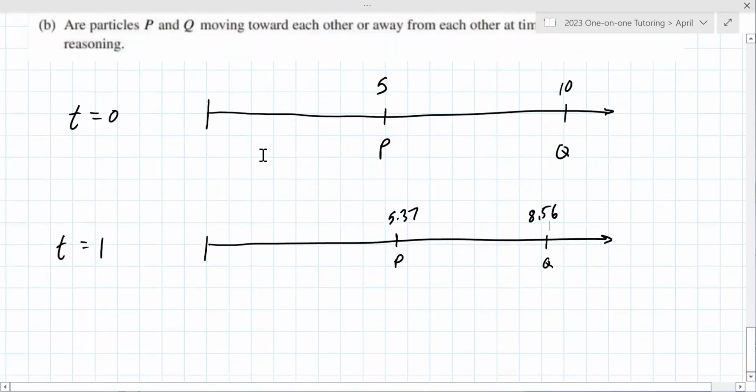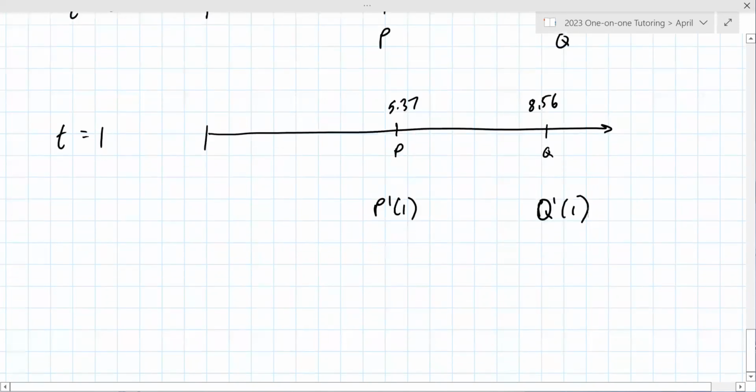Okay, but the way you answer this is to know the direction of the derivative of each of these at t equals 1. You need to know P prime of 1 and Q prime of 1, because you don't know whether Q is moving left or moving right, or P is moving left or right. Here's what could happen: they could be moving in the same direction, opposite directions, or towards each other. And that's all based on the sign of the derivative.